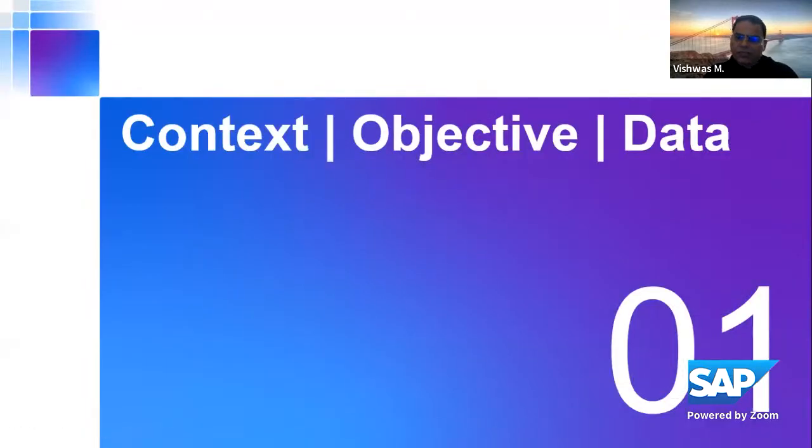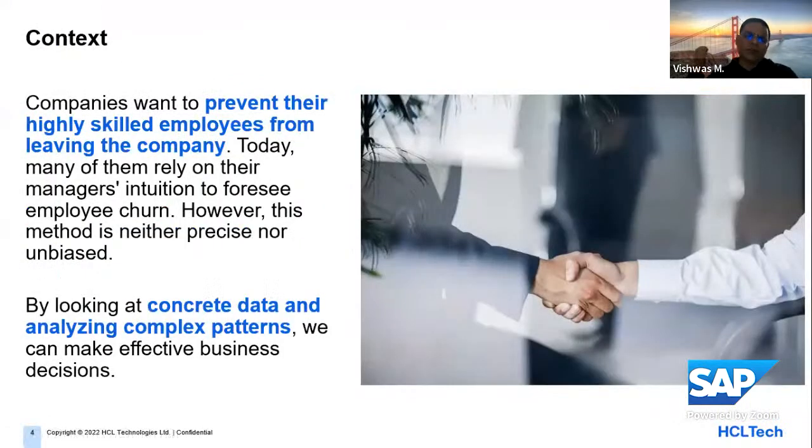So the context was that the companies want to retain their high performing employees and to reduce the churn rate of those employees. And right now the managers try to think about who can leave, and they try to prevent the attrition of those employees. But this is very subjective, not based upon data, and can be wrong most of the time. So the intent was to take a look at the concrete data and analyze the patterns of the employee churn and figure out which are the employees who are highly likely to attrit and stop them from leaving the company if they are valuable to the company.